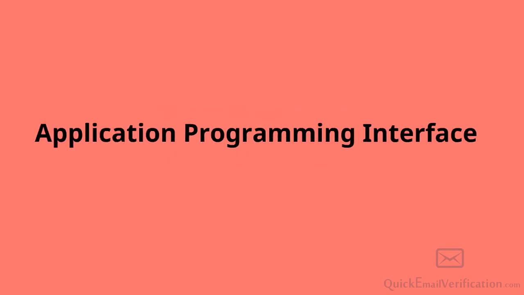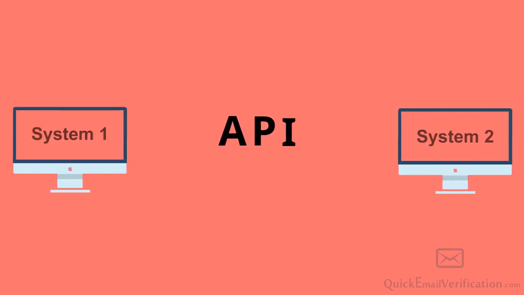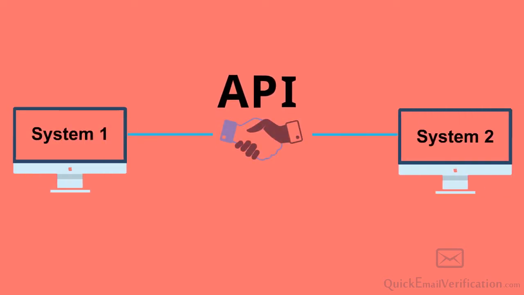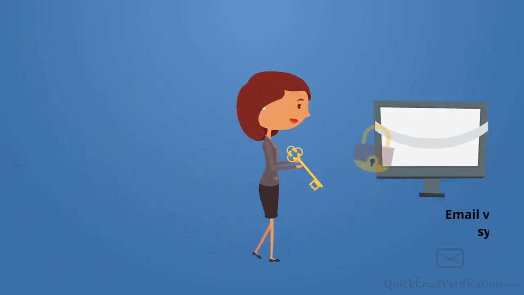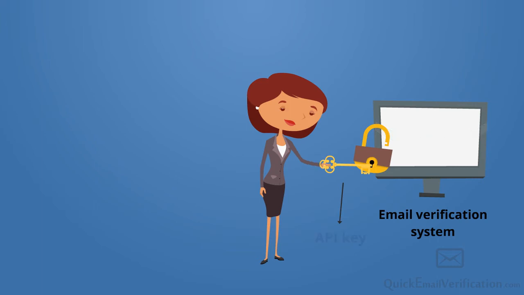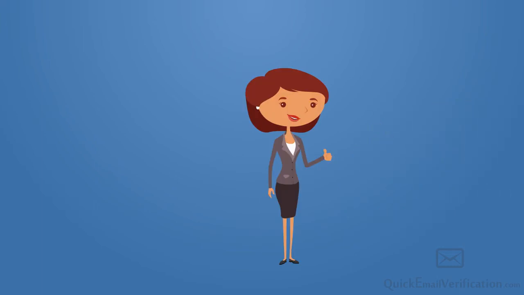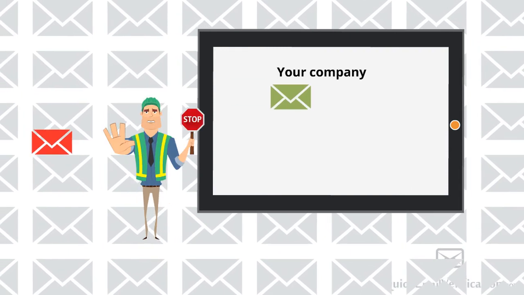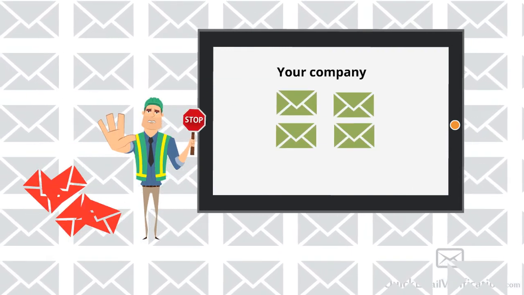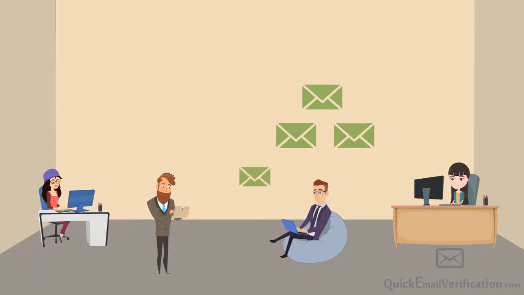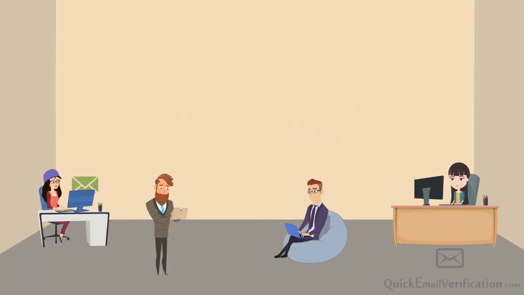An application programming interface, or an API, is a small program that actually connects two systems or applications. An email verification API will connect your web forms and the email verification system. It saves you a lot of time and effort. The API helps ensure that only valid, deliverable email addresses enter your mailing list. Moreover, a good quality mailing list protects your sender reputation.